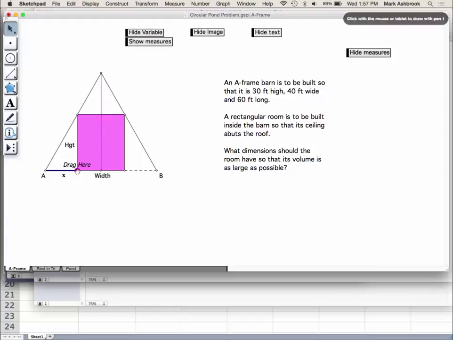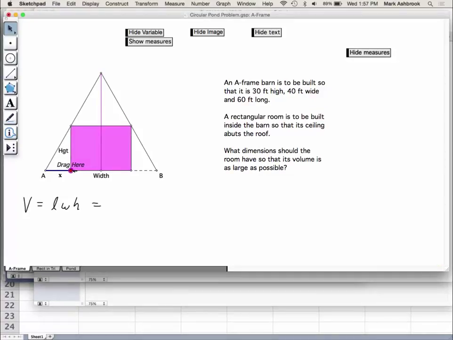All right, volume equals. Rectangular solid, right? Length times width times height. Okay, good start. Do we know any of those? What do we know? We know the length. The length, that's that dimension in and out of the screen, behind the screen, how long that room is this way. That stays constant at 60.